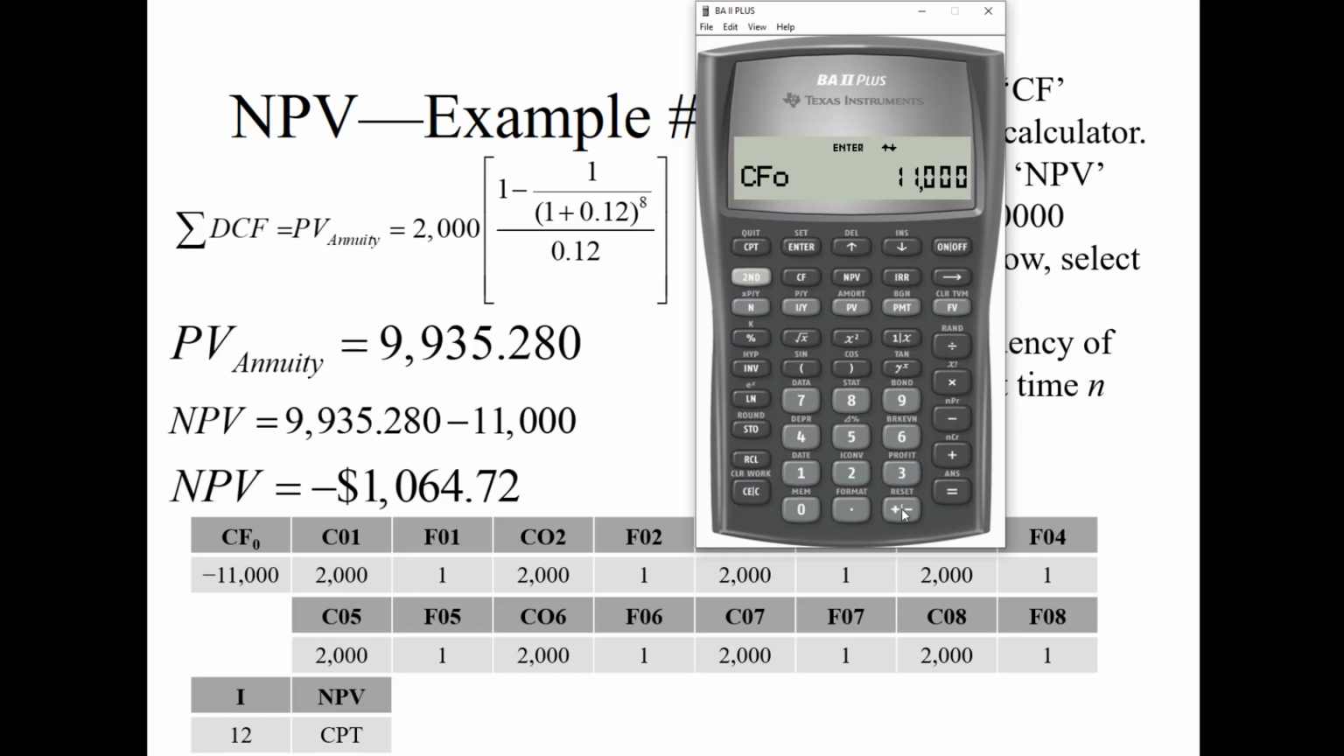And I need to make that a negative value, right? It's a cash outflow. I need to make it a negative value, so I hit the plus or minus key and then hit enter. If I go to the cash flow at time 1, again, I could type in this $2,000 and then hit enter.